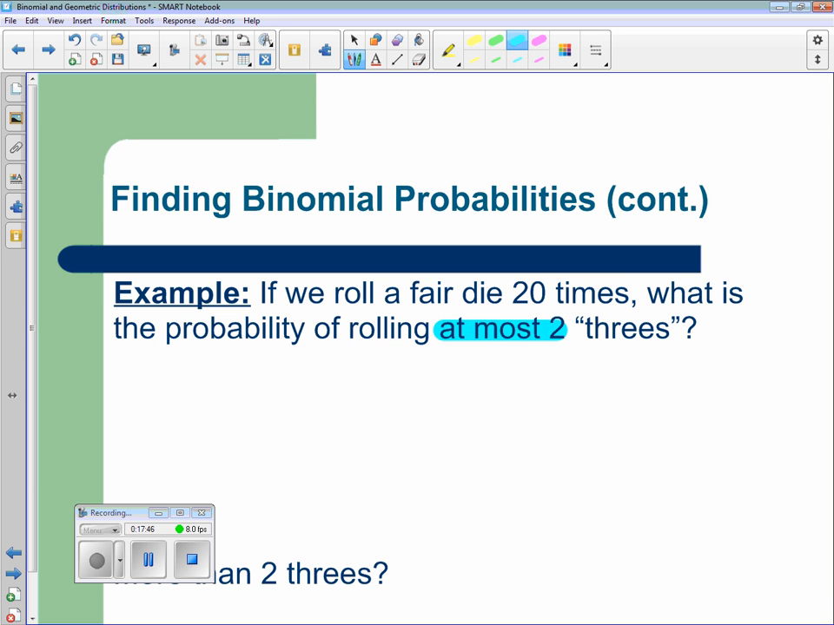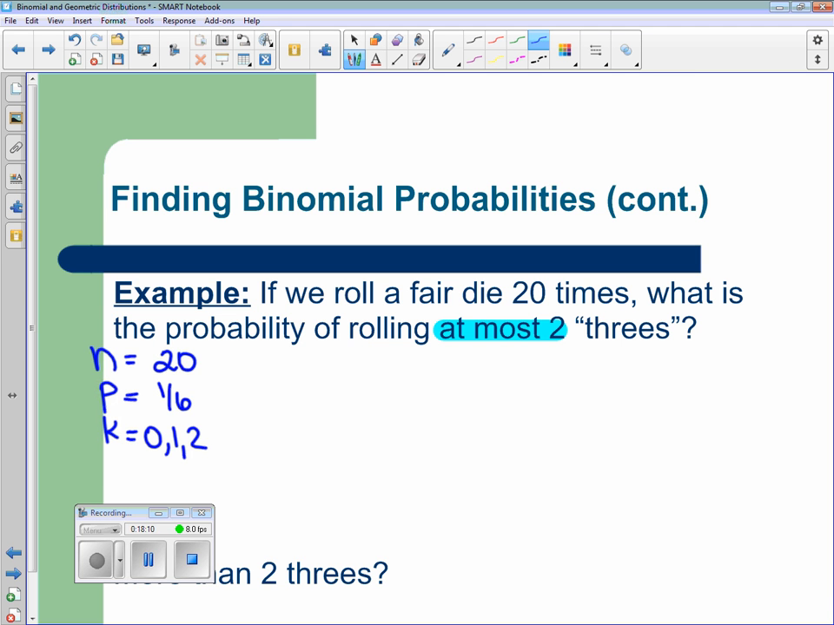So at most 2 is the same as the probability of 0 or 1 or 2. So we'll have the same n, p, k thing, but the k is going to change. The k is going to be 0, 1, or 2. Would you agree? And depending on the situation we're talking about, your n is still 20 and your probability of success is still 1/6.